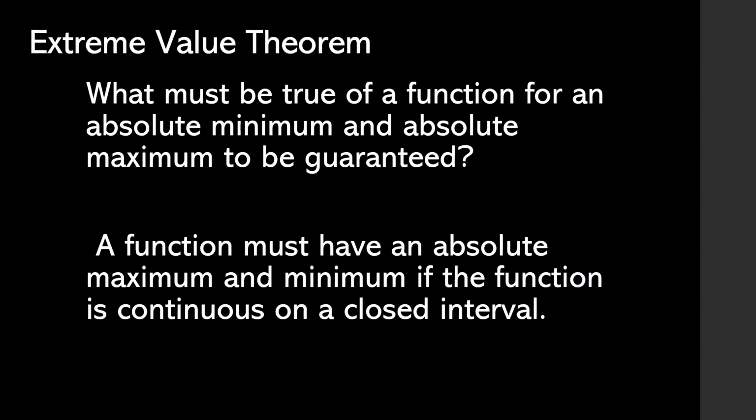A function is going to have an absolute maximum, meaning one highest y value, and an absolute minimum, one particular lowest y value, if the function is continuous on a closed interval. So that's what we were doing on the last example. As long as you're talking about part of a function that's continuous on that entire interval, even if it's discontinuous somewhere else, that function on that closed interval will be guaranteed to have a maximum and a minimum.